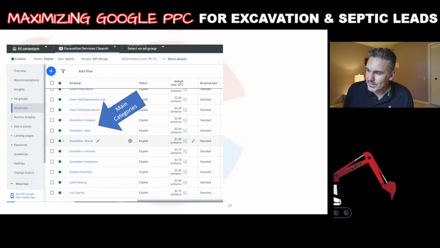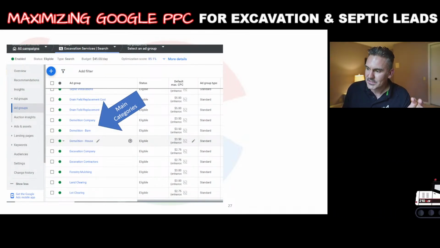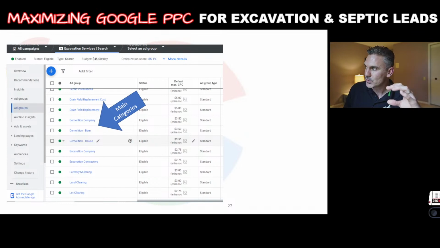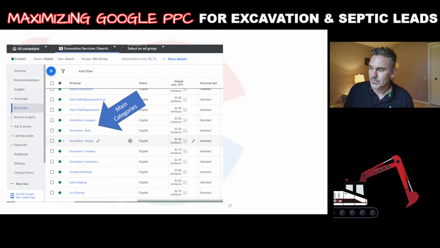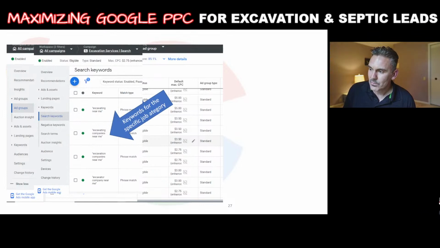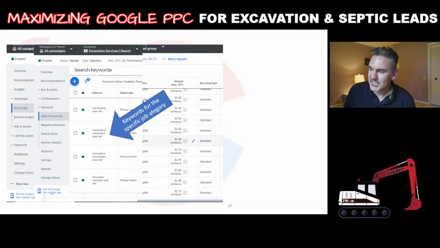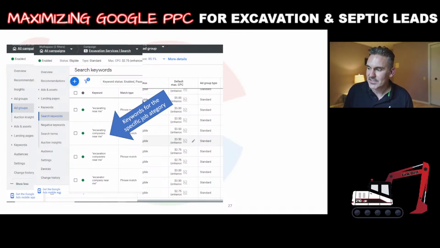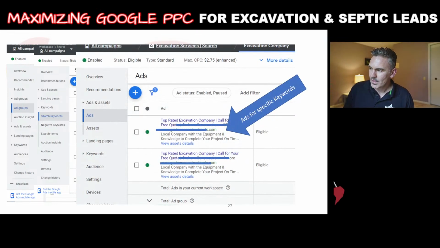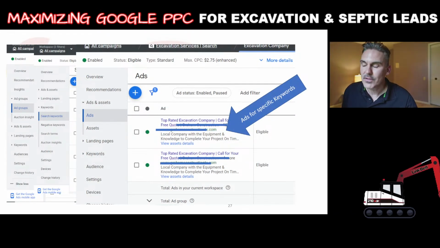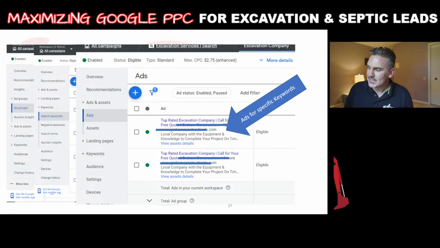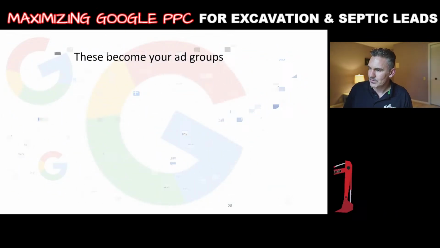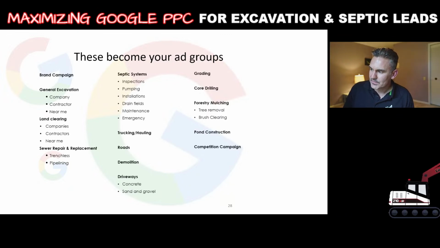And so here's an example of what that looks like. You saw the previous list, right? So we just break those into their own ad groups, and those are going to become individual ad campaigns on Google. Here's an example. We talked about the general excavation campaign. So we have keywords specifically based around excavating near me and so on. And then we have ads based on those keywords, right? Top rated excavation company. These go for the general excavating style campaign. So those become your ad groups, just like this.